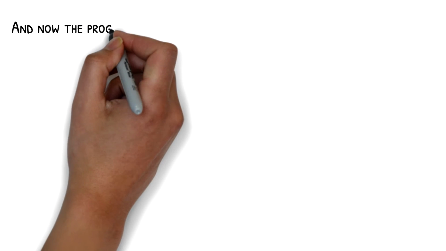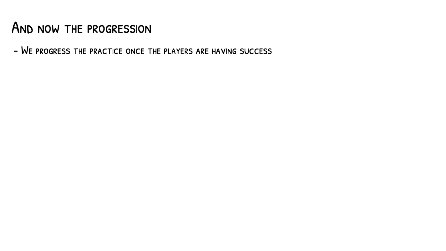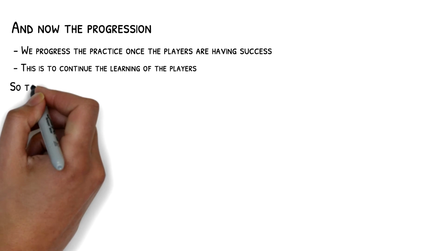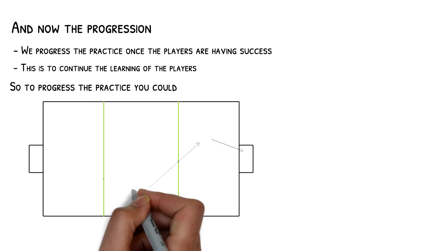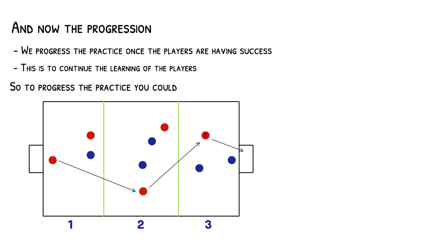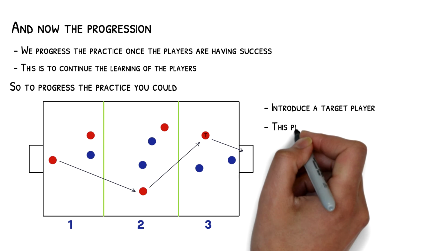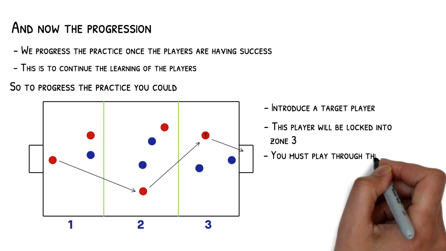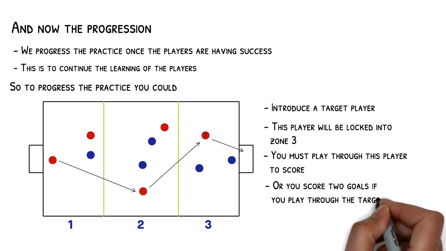And now the progression. We progress the practice once the players are having success. This is to continue the learning of the players. So to progress the practice, you could introduce a target player. This player will be locked into zone 3. You must play through this player to score. Or you can score 2 goals if you play through the target player.